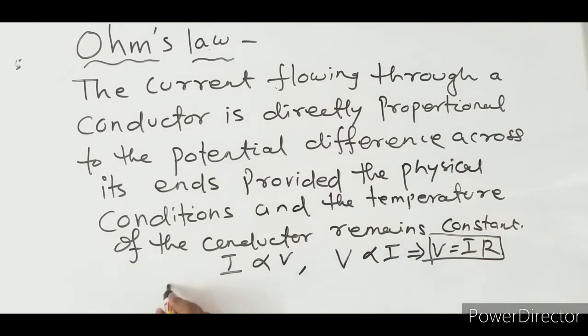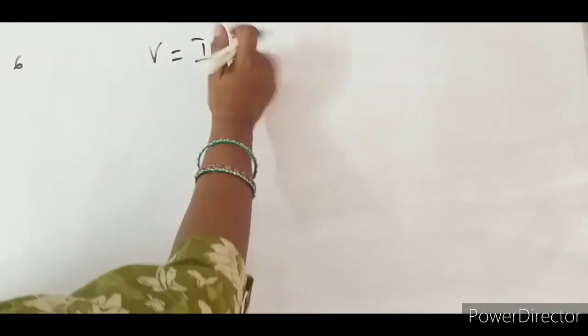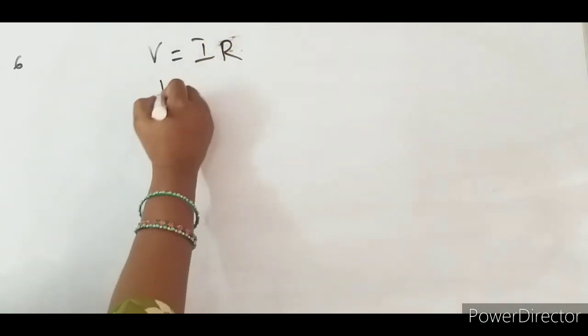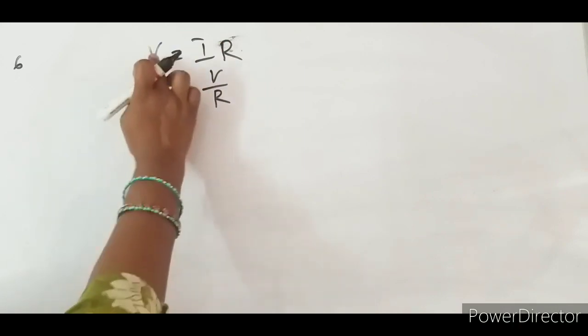What is R then? R is the resistance of this conductor. I will tell you what resistance is. So we got V equals IR. V equals IR. So what am I getting? I equals V by R. I equals V by R.